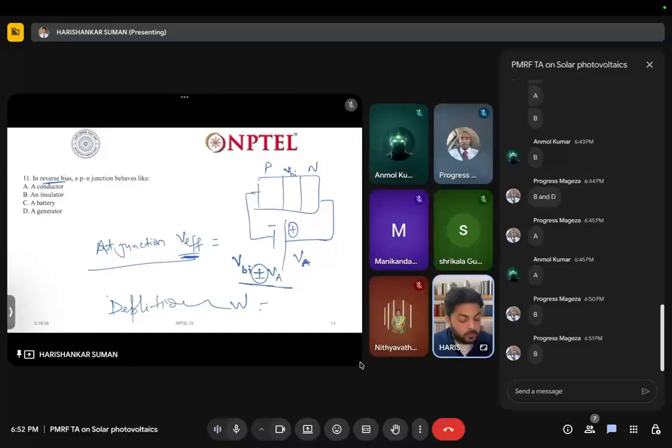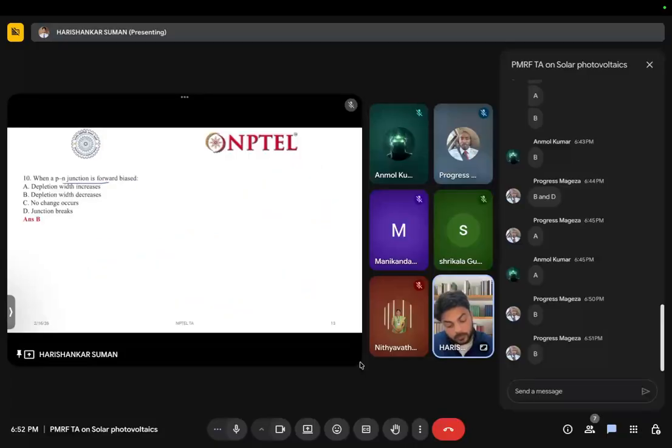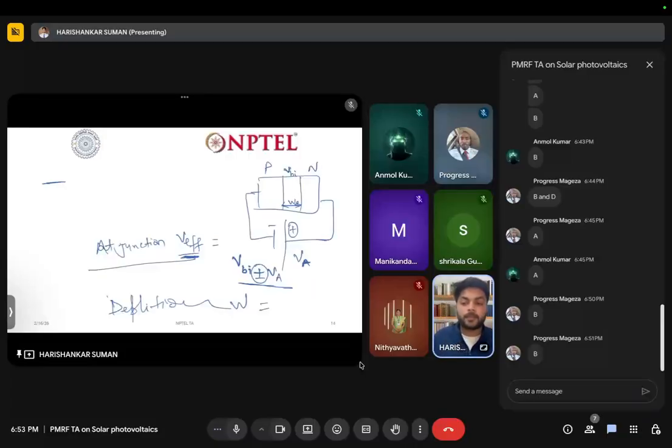Let's say the initial width is W naught. Yes, please. What will happen here? Which charge carrier flows, and from which side to which side? Give me 1 minute. Sorry.